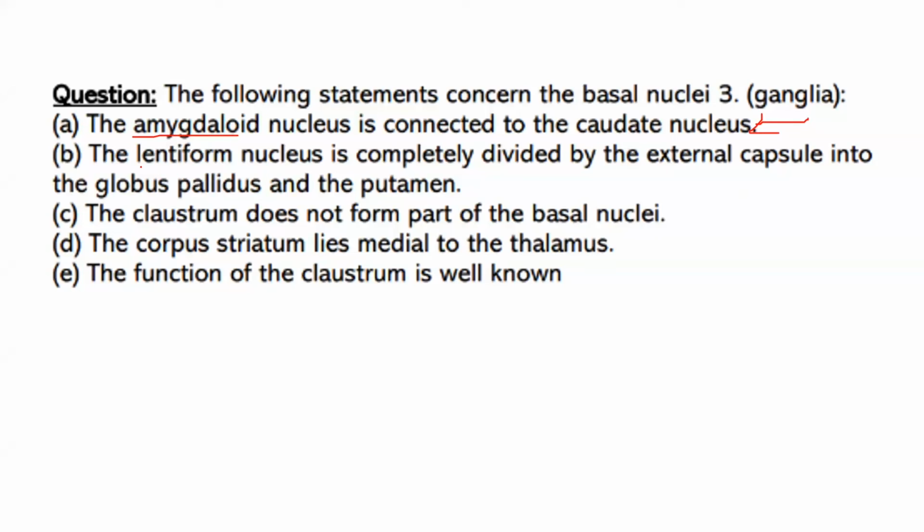Okay, so the lentiform nucleus is completely divided by the external capsule into the globus pallidus and the putamen. This is incorrect. It's not divided by the external capsule. As for the claustrum, does not form part of the basal nuclei. It does, it is part of the basal nuclei. The corpus striatum isn't medial to the thalamus, it's lateral to the thalamus. And the function of the claustrum is completely unknown.